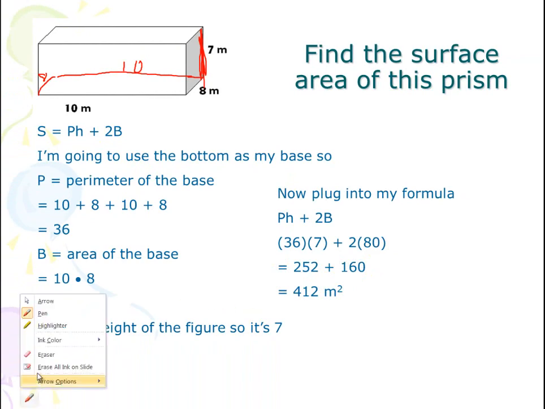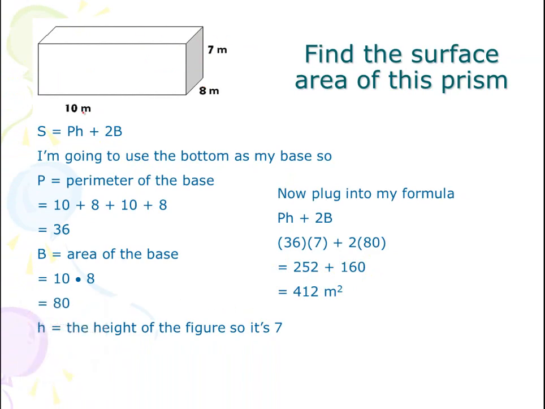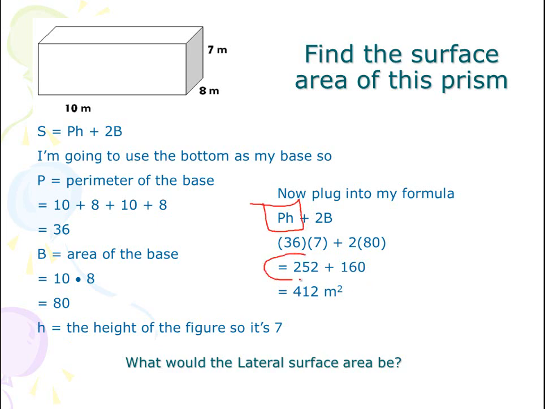So that's my surface area of the whole thing. What would be the lateral surface area? Remember, the lateral surface area is just the perimeter of the base times the height. So that would be 252. All right, go ahead and pause and copy this down.